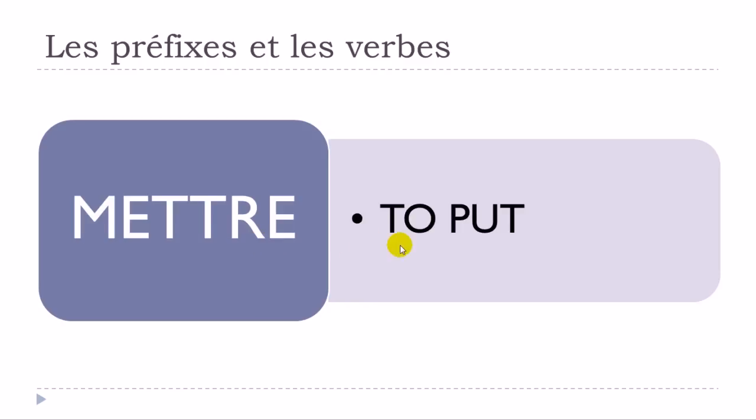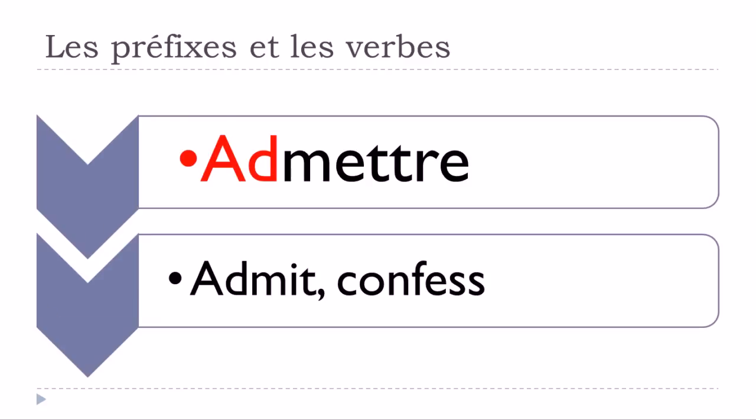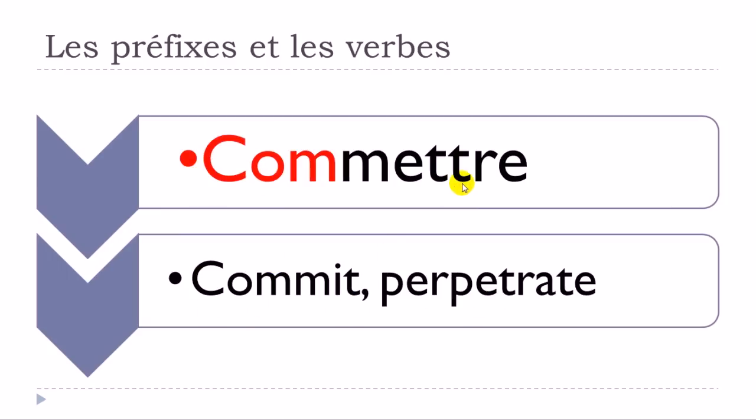Okay, so that's the translation of mettre. Okay, mettre. And so we'll see that when we add few letters in front of mettre, well, in this case, actually, it will change the meaning, the original meaning of this verb. Okay, so the first one will be admettre, and this is the translation in English. Then we'll have commettre.